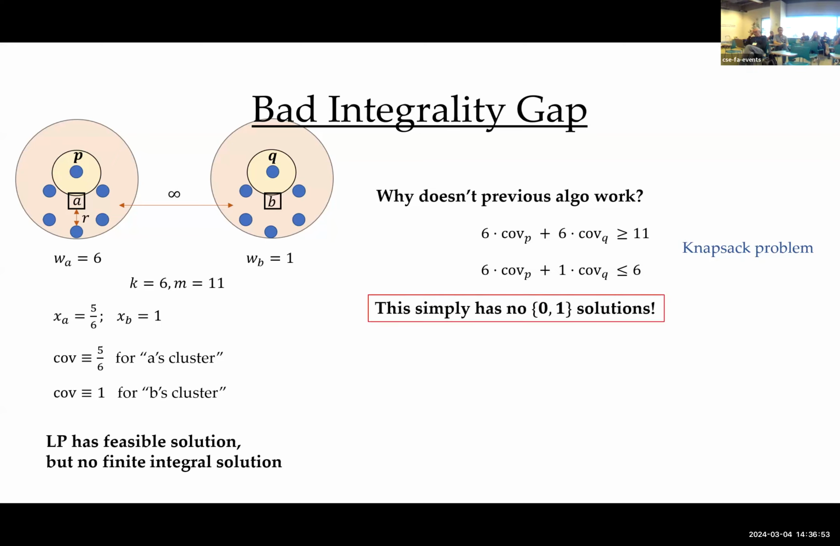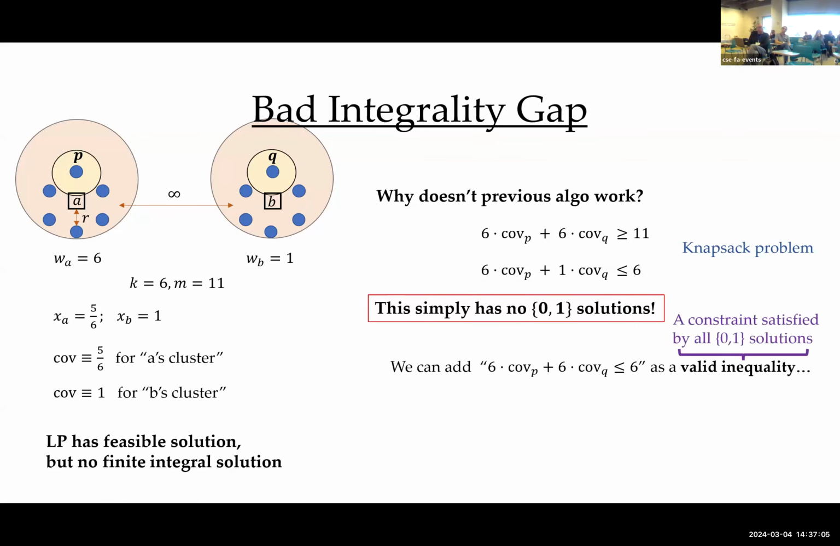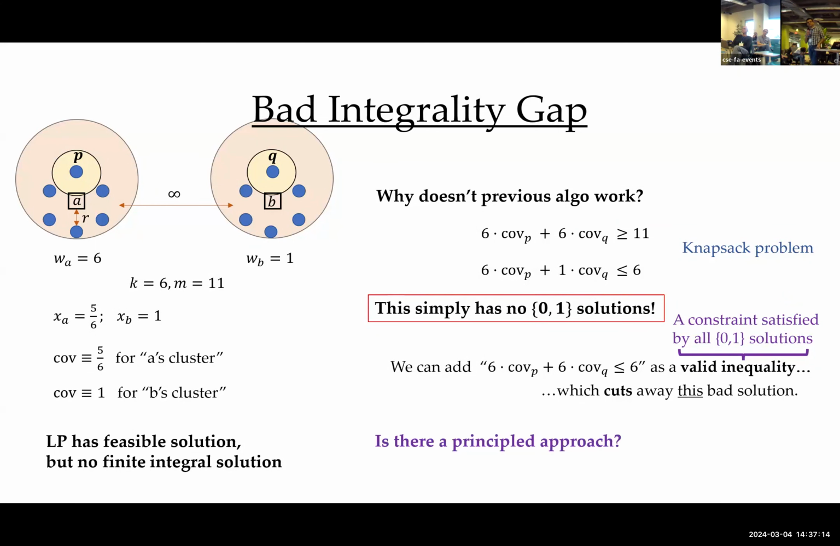But sometimes, as in this example, there are no 0-1 solutions. So how do you find inequalities to weed them out? We can, in this example, stare at it and say, okay, such and such thing must be a valid inequality, a constraint that is satisfied by all 0-1 solutions, and then add it, and it will cut away the solution, and I'll repeat, and I'll find that the answer R was too small. The question is, is there a principled approach to get this? That's what I want to spend the next 10 minutes on, and then we will have open problems, and I'll maybe conclude earlier.